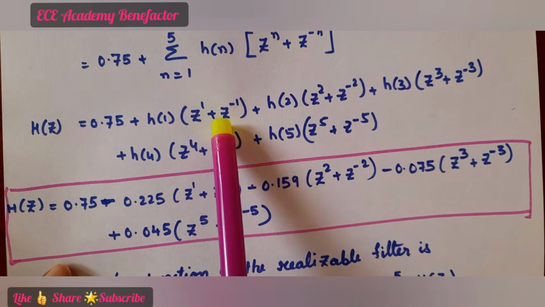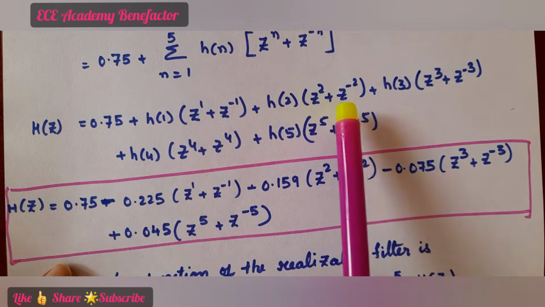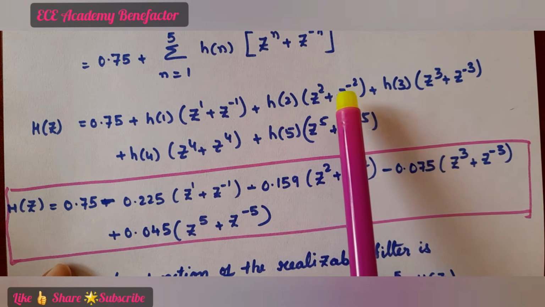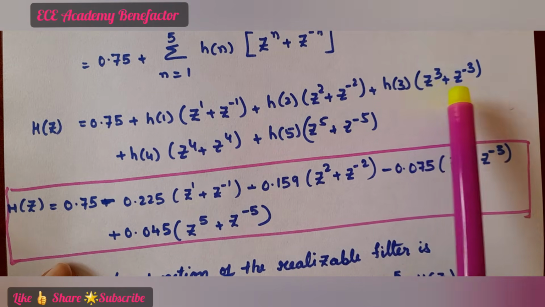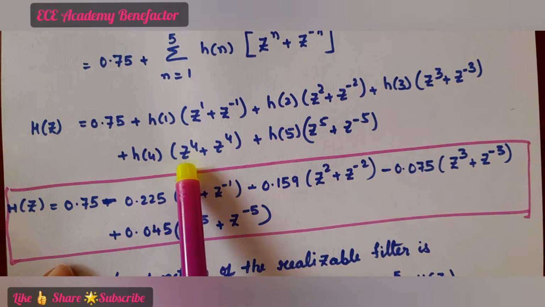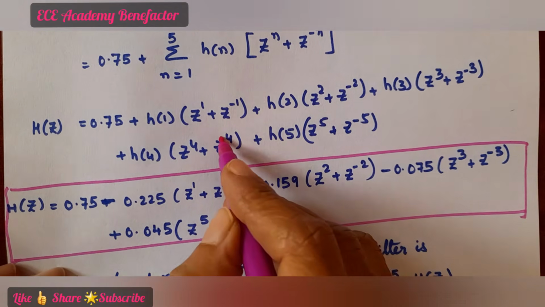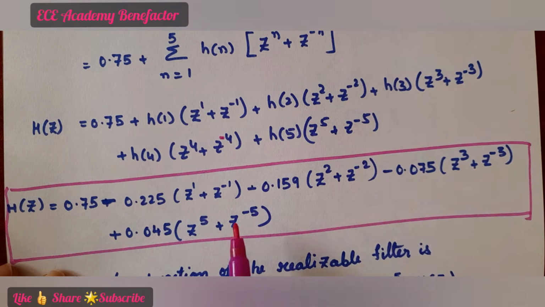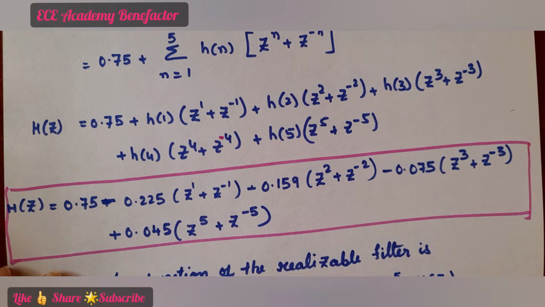H(1) z to the power 1 plus z to the power minus 1, plus H(2) z to the power 2 plus z to the power minus 2, plus H(3) z to the power 3 plus z to the power minus 3, plus H(4) z to the power 4 plus z to the power minus 4, plus H(5) z to the power 5 plus z to the power minus 5.